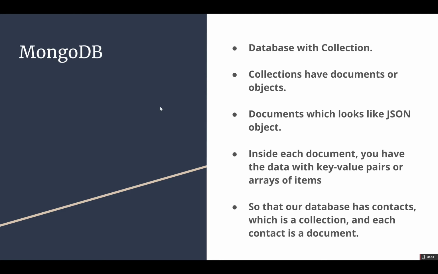A document looks like a JSON object with key value pairs, or arrays of data. Mongoose will allow us to get a schema of a collection and predefine what each value takes as a type. For example, the first name of a contact will be a string. We will cover this in more detail soon. In the next video, we will set up MongoDB for our CRUD operations.